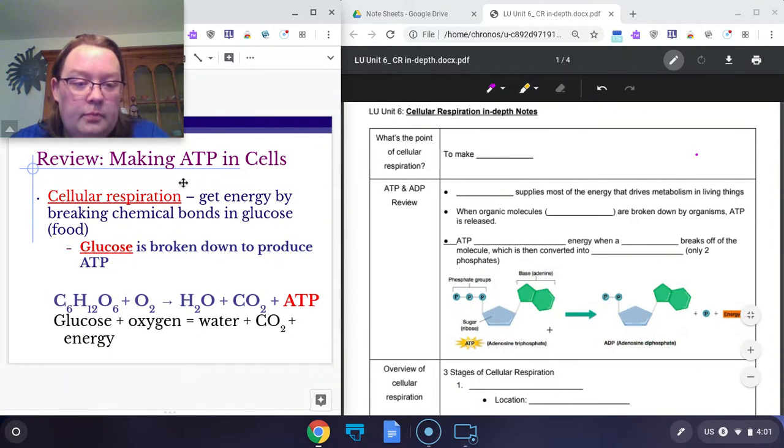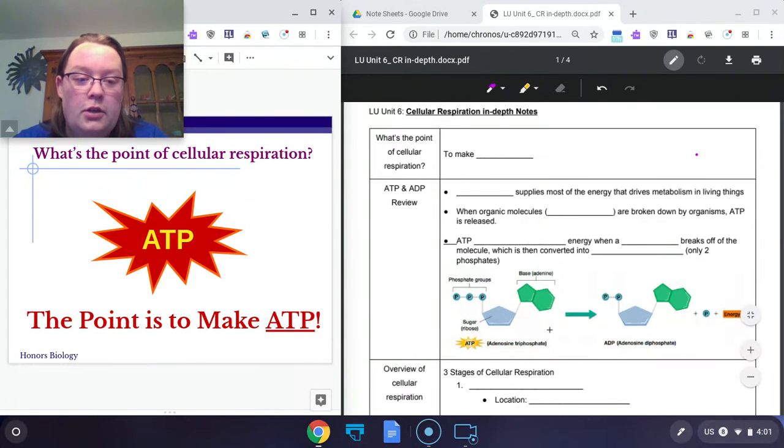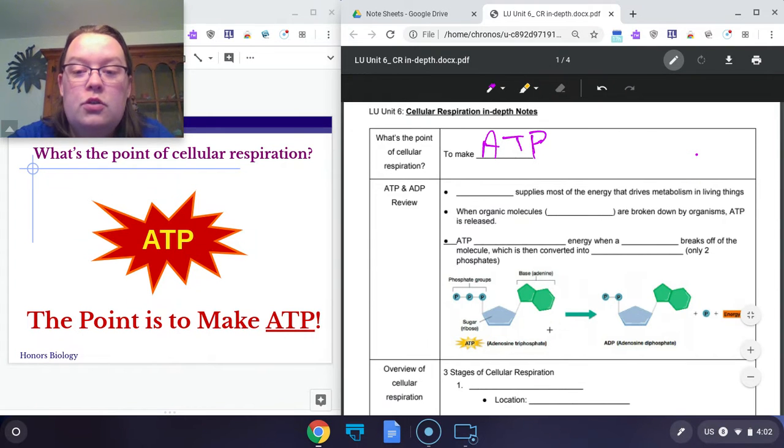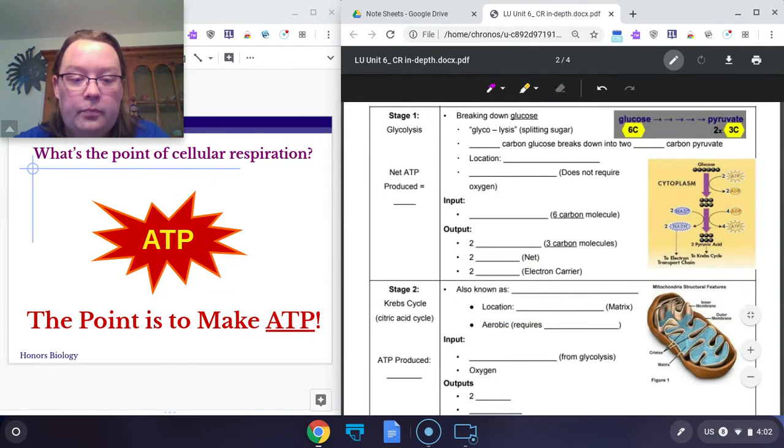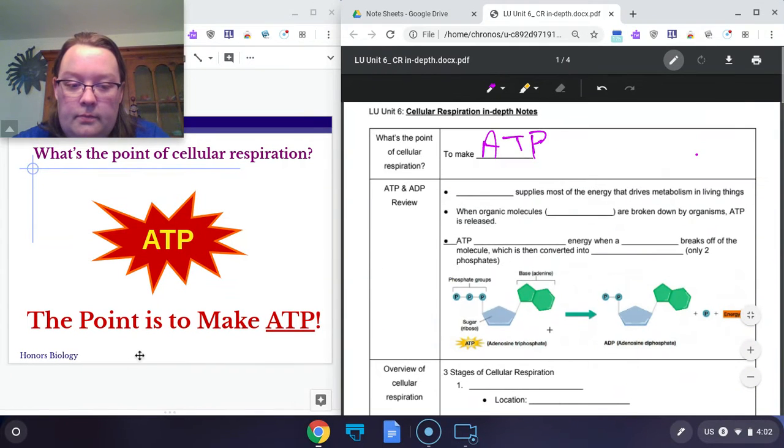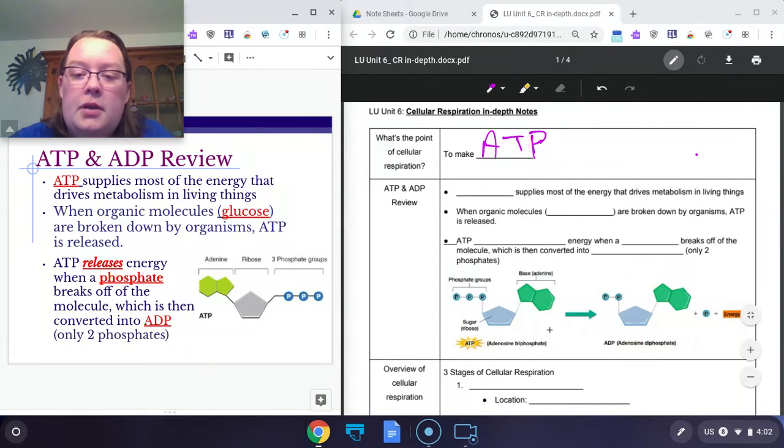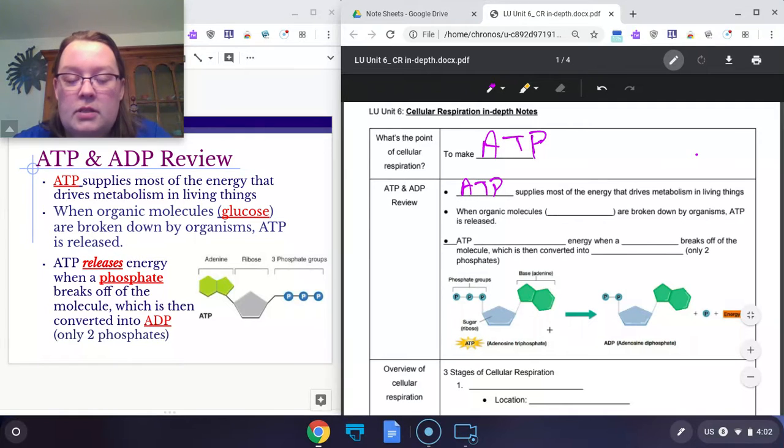So cellular respiration is going to break down the bonds in glucose to release energy. So glucose is broken down in order to produce ATP during cellular respiration. The point of this process is to make ATP, which is energy, and that energy is going to be used in living things. So ATP supplies most of the energy for all living things to drive their metabolism, which is all the chemical reactions in their body. So ATP is used to drive most of the chemical reactions within a living thing.